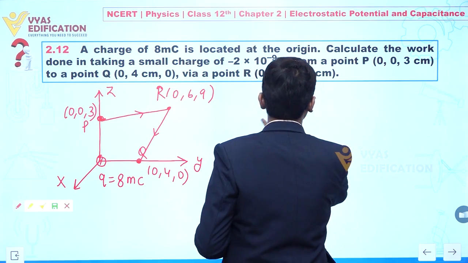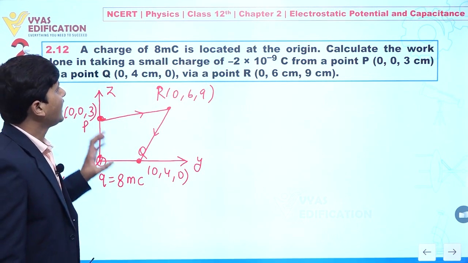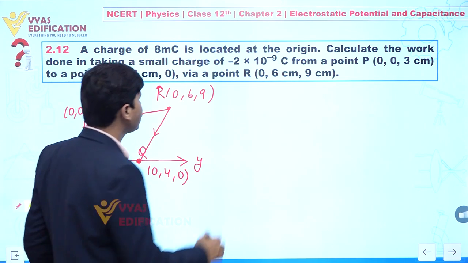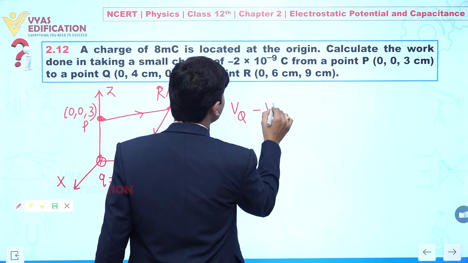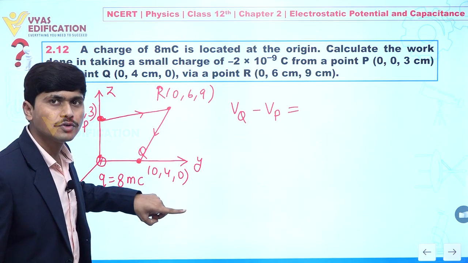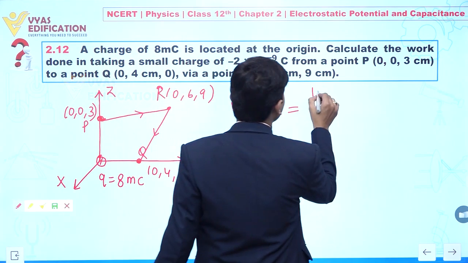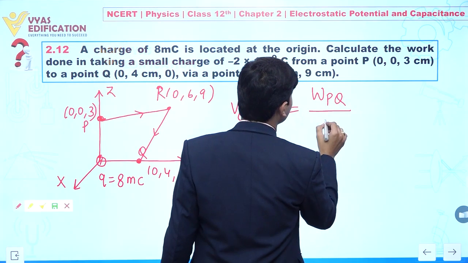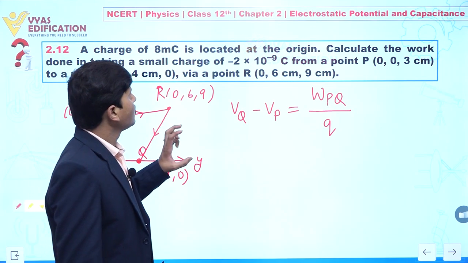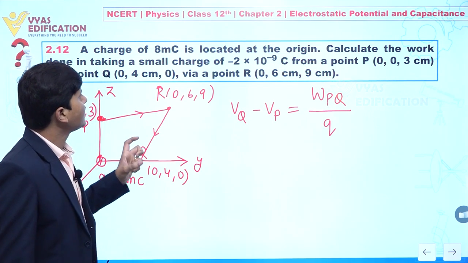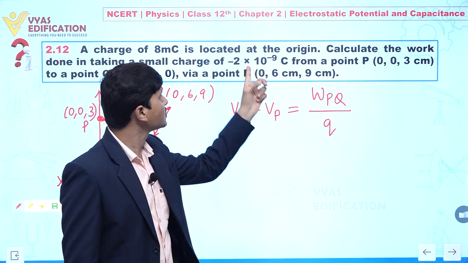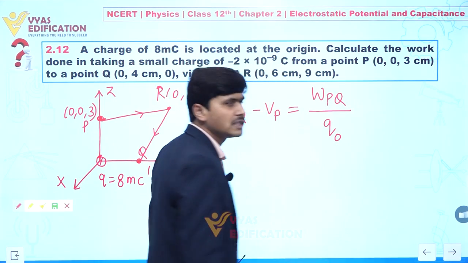Now listen carefully. We are bringing a small charge from P to Q. So we can write: final we have VQ, initial we have VP. Because we are bringing it from P to Q, we write VQ minus VP, divided by the small charge. So we have to calculate the work done in taking a small charge, which is given to you. This is the value of Q, and I am taking this as Q naught because this is a test charge.